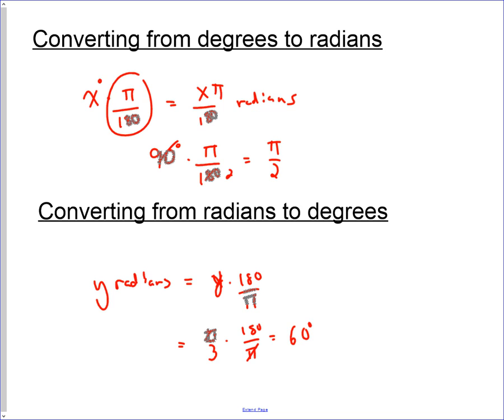And that makes sense because pi is equal to 180. So 1/3 of pi is equal to 1/3 of 180, which is 60 degrees. So degrees to radians, you multiply by pi over 180. Radians to degrees, you multiply by 180 over pi.